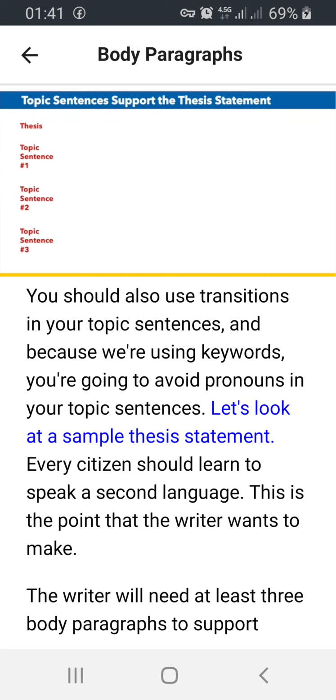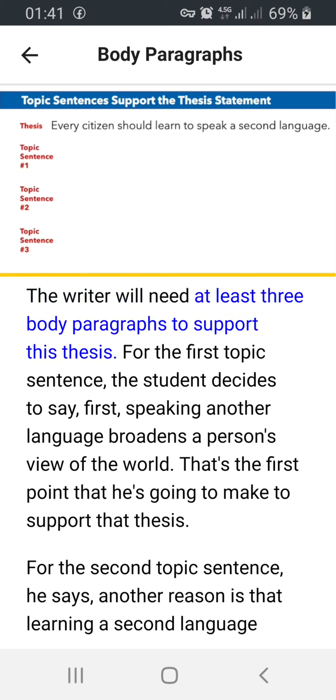Let's look at a sample thesis statement. Every citizen should learn to speak a second language. This is the point that the writer wants to make, and the writer will need at least three body paragraphs to support this thesis. For the first topic sentence, the student decides to say, "First, speaking another language broadens a person's view of the world." So that's the first point that he's going to make to support that thesis.